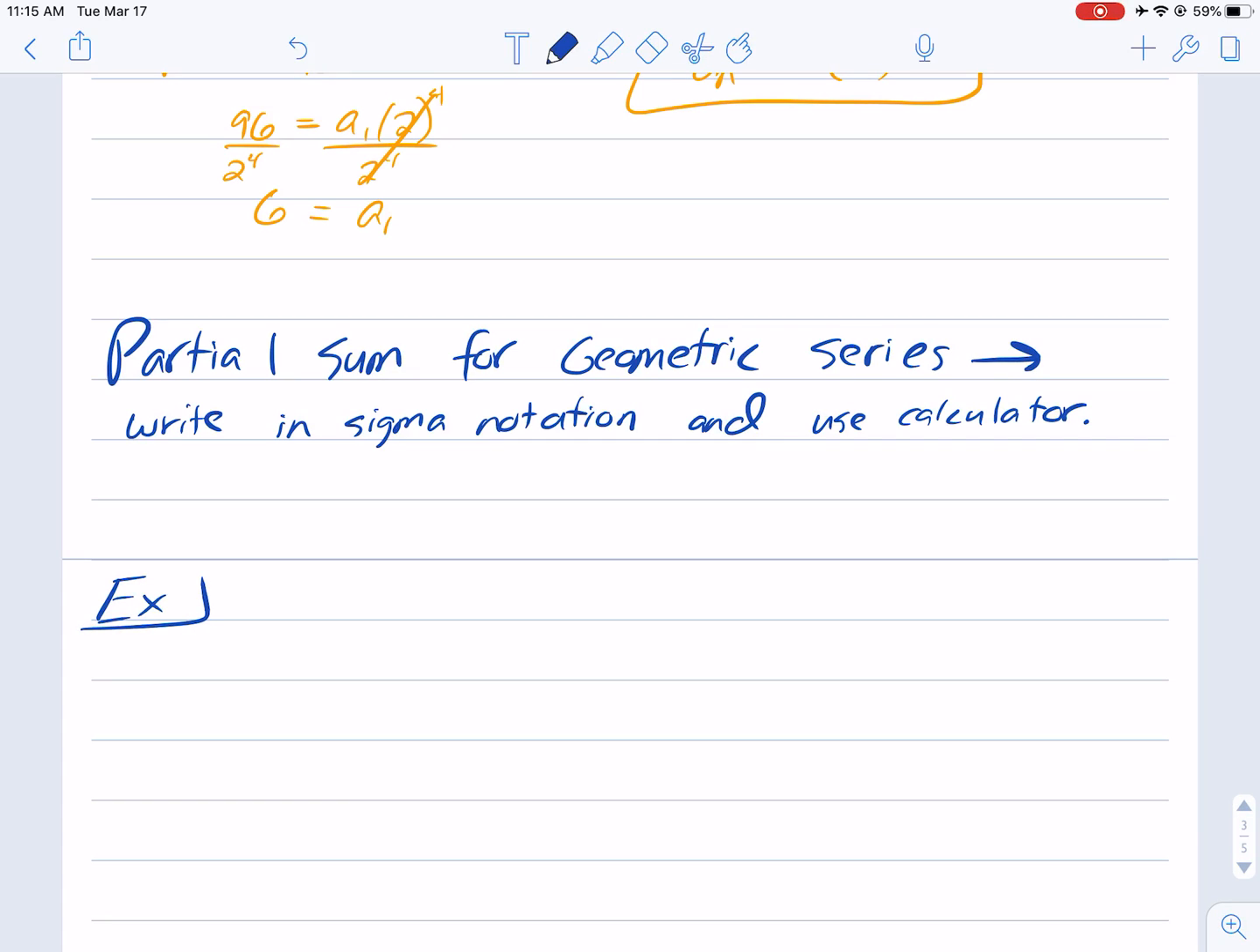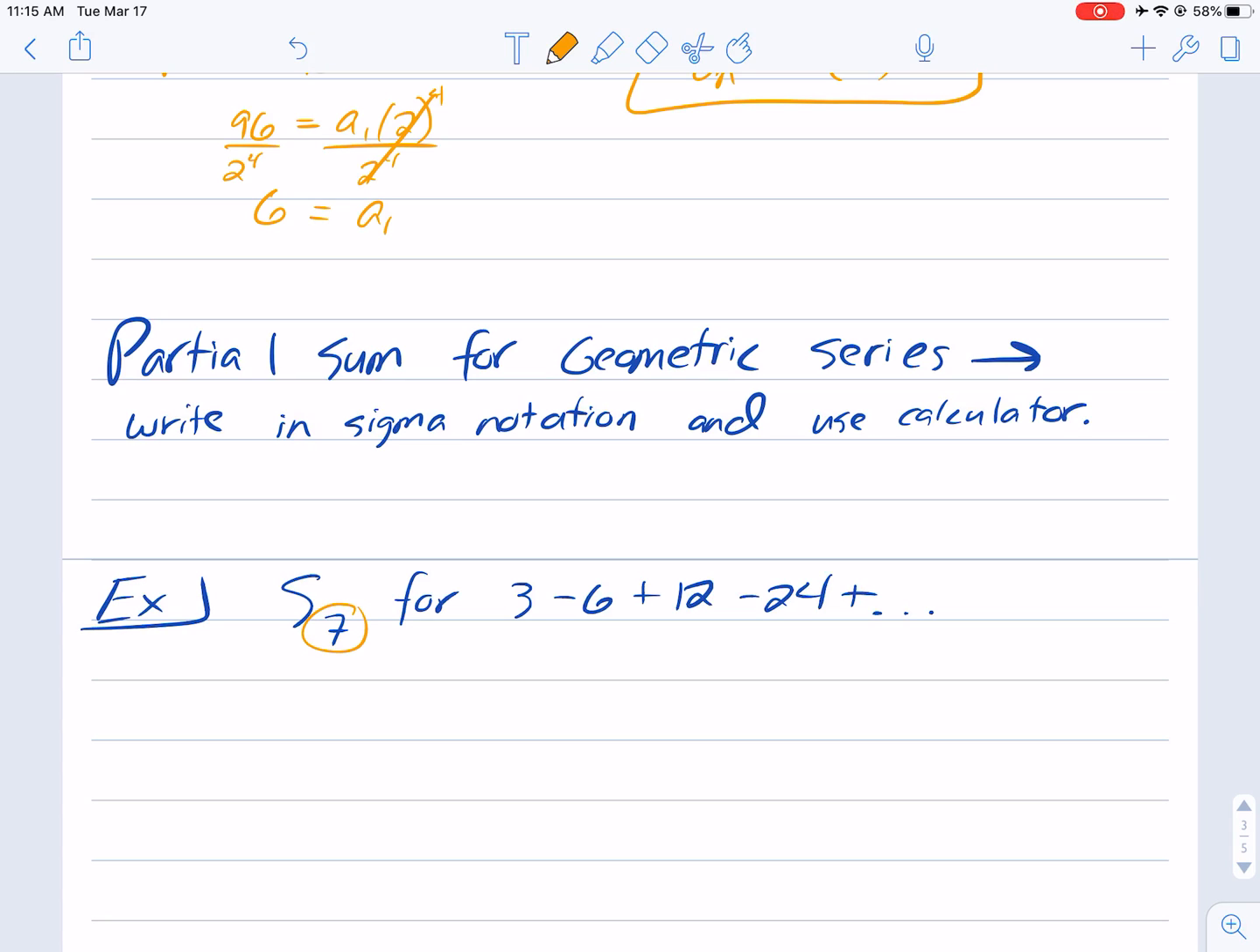Okay, so for this first example here, let's find the sum of the first 7 terms in this series. I know that means this is an infinite geometric series that goes on forever, but we can still find a partial sum. We can still find the sum of the first 7 terms.